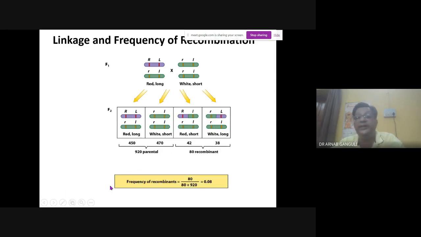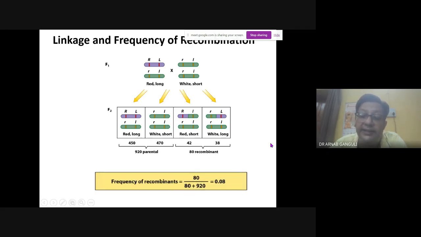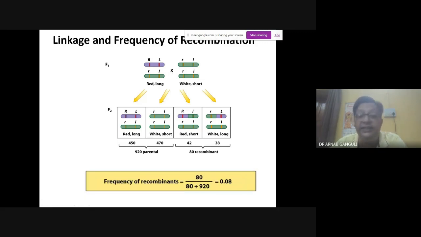So the frequency of recombinants. So you have 80 recombinants. If you add these two, it is 80 recombinants divided by the total of 1,000 plants. It is 0.08. Okay, so the gene distance is 0.08. Yes, sir.